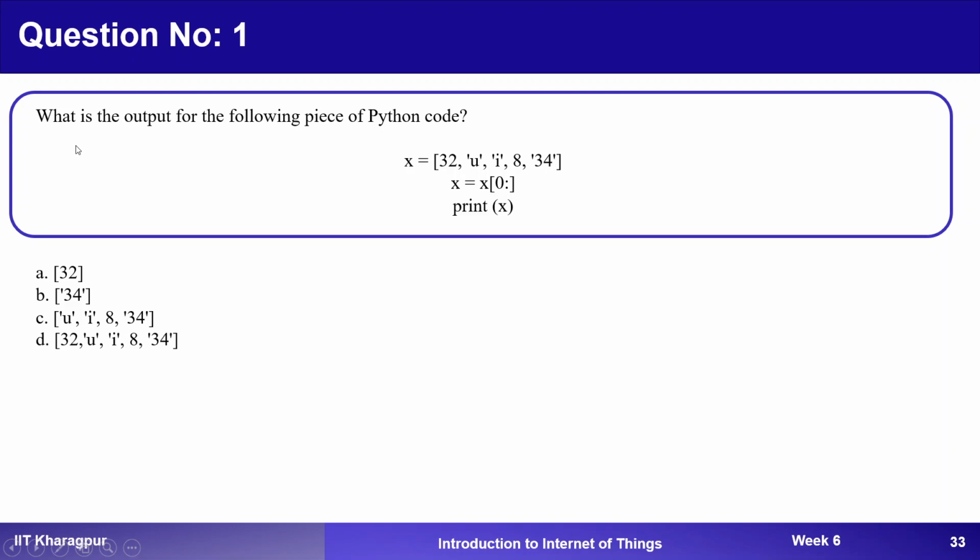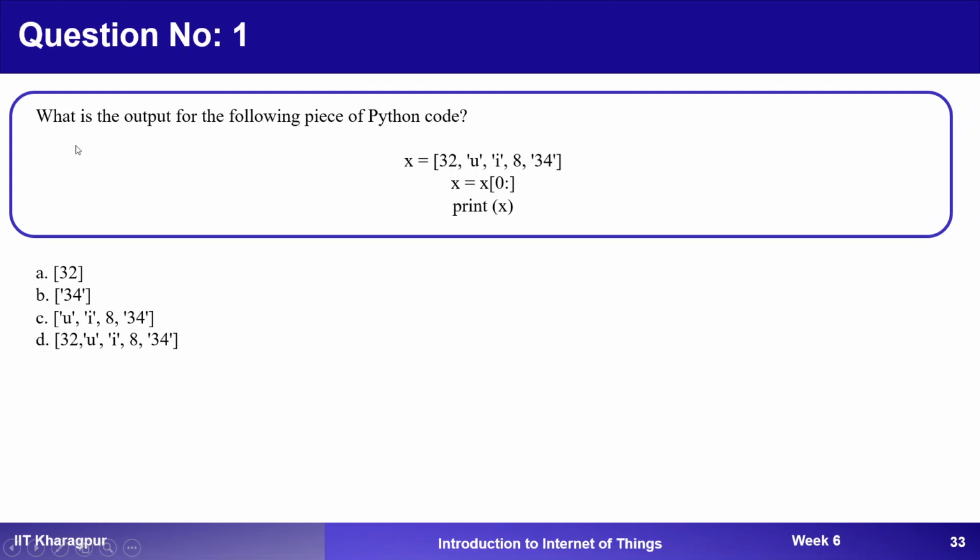D, madam. Can you please explain why option D is correct? In list indexing, the end index by default is the last one, madam. So we are given the start index, so from 32 till the end will be printed, madam. Yeah, right. So option D.